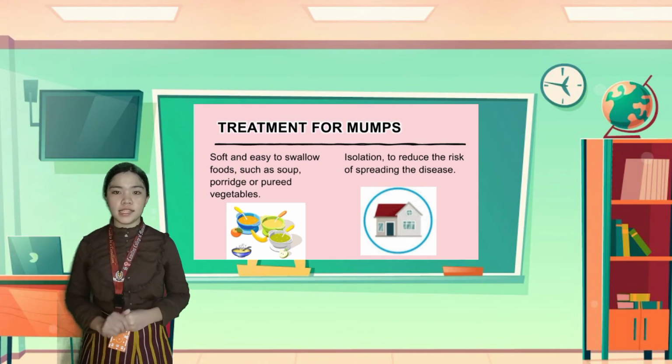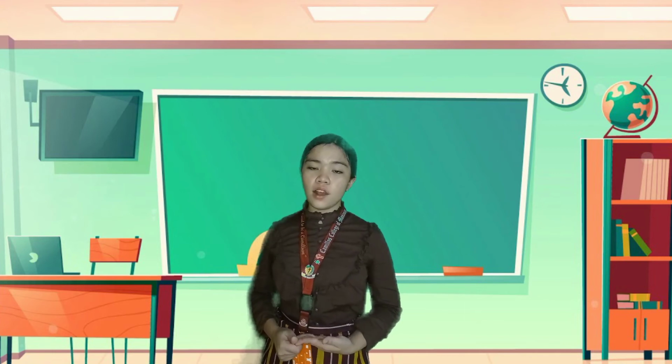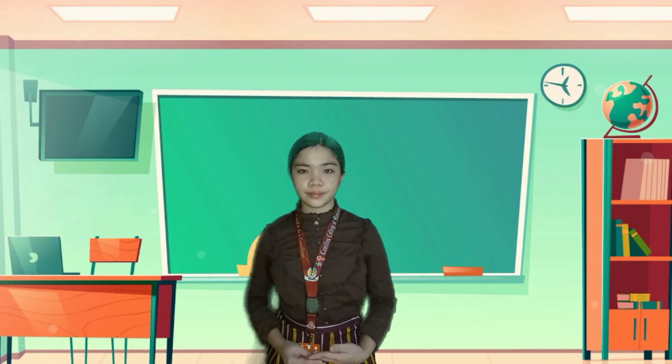In summary of our lesson for today, mumps is a contagious disease that is caused by a virus, and it typically starts with a few days of fever, headache, muscle aches, tiredness, and loss of appetite. And most people will have swelling of their salivary glands. This is what causes the puffy cheeks and a tender swollen jaw.